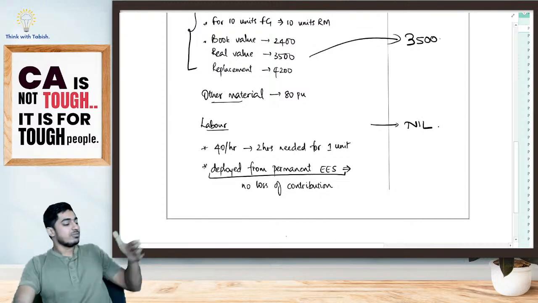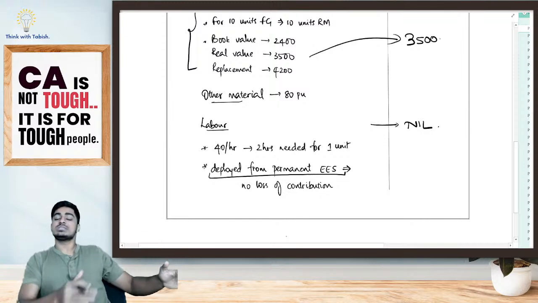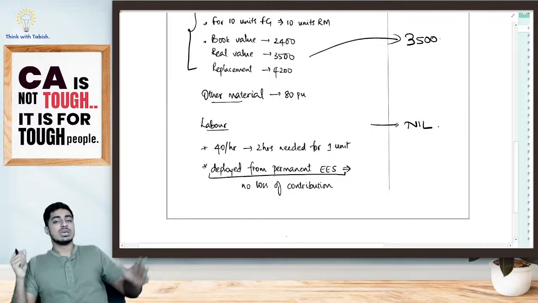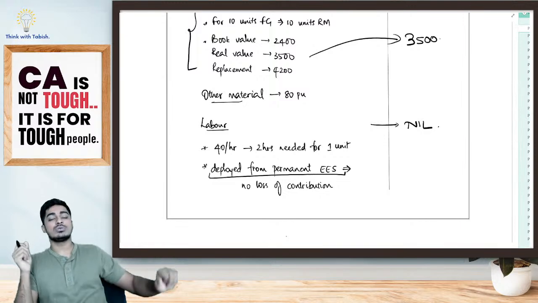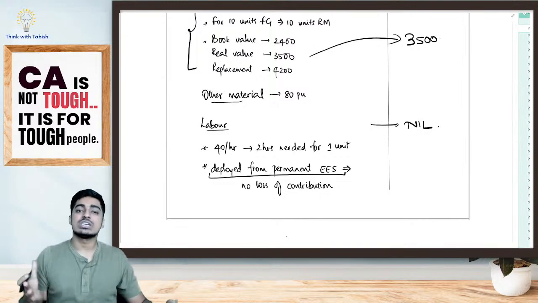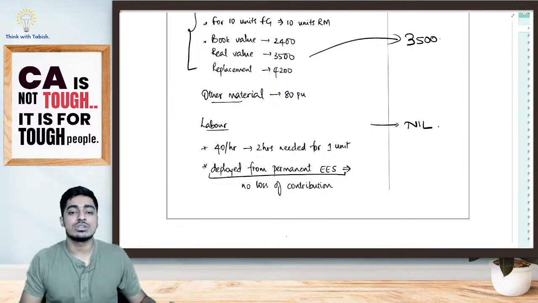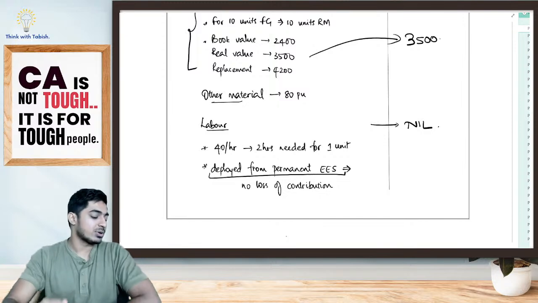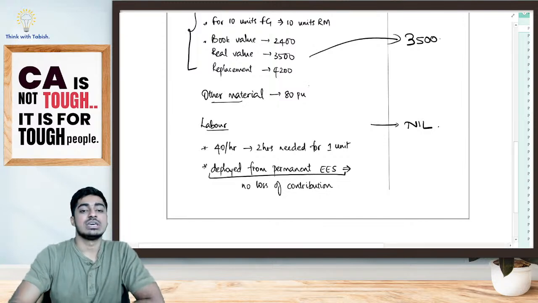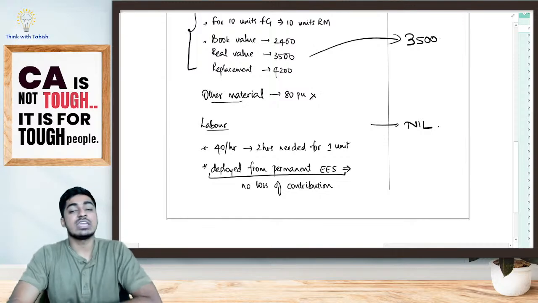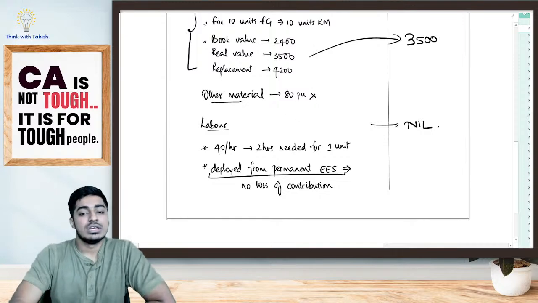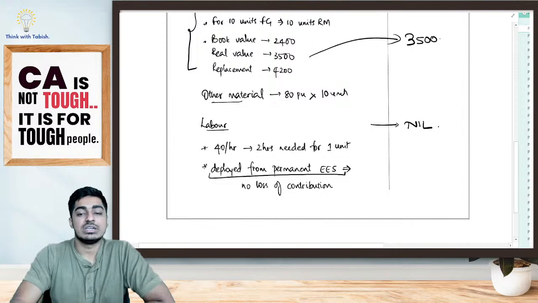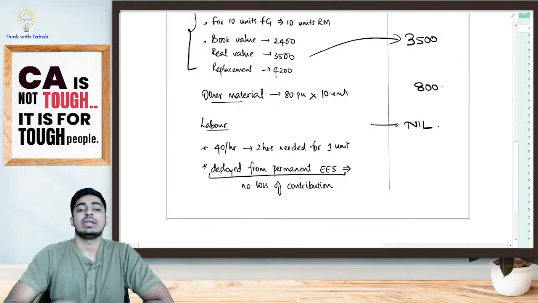Why? Because previously also I was paying them 10,000 rupees. Now also I am paying them 10,000 rupees. Previously other work they were in a position to do. Now also other work they are in a position to do because I had spare capacity. So the relevant cost is going to be nil. After labor cost, I have other material cost. It is 80 per unit. Extra material I want for 10 units, so it is going to be 800 rupees.